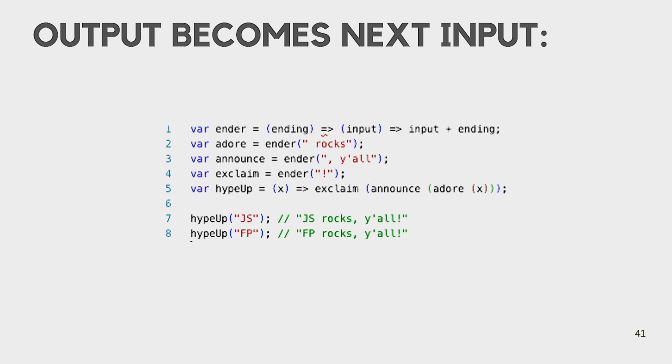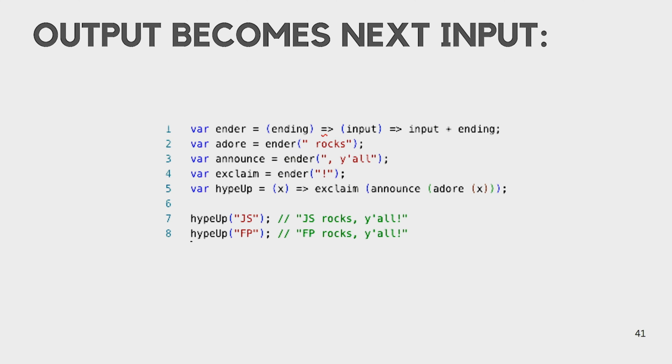Here's an example of using higher order functions effectively. Consider a function named ender that takes an ending and returns a function which appends this ending to a string. For instance, adore adds rock, announcer appends yal, and exclaimer ends with an exclamation point. We can combine these into a function called hype.